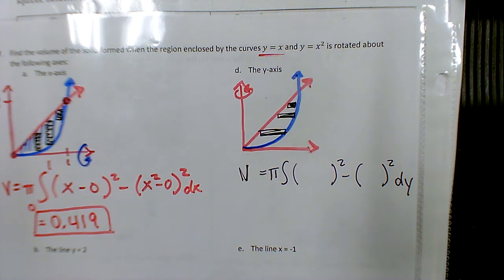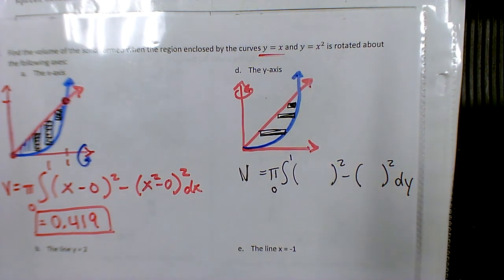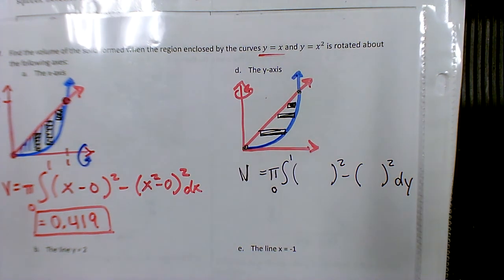Takers on the bounds or radii. Go, Caitlin. The bounds are going to be 0 to 1. Still 0 to 1, yep. And actually they're probably going to be that way for all of them because that's the beginning and ending intersection points for this curve. So bound 0 to 1 for all of them. Okay. What about the radii?